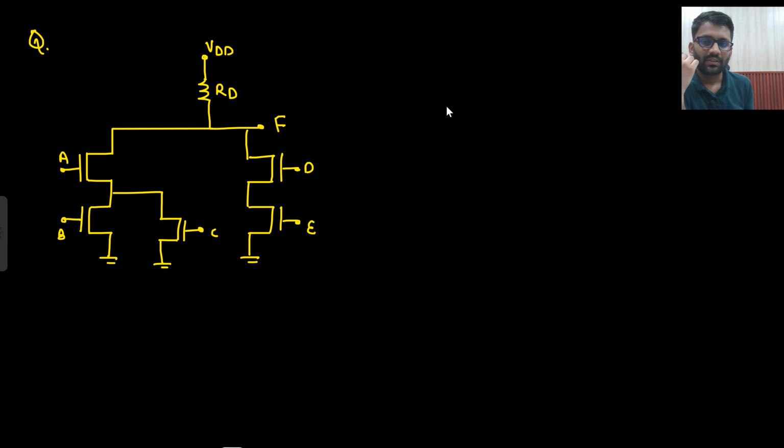Write down the expression of this. So F will be equal to what? A into B plus C, in parallel, that means plus D into E. Don't forget the bar.